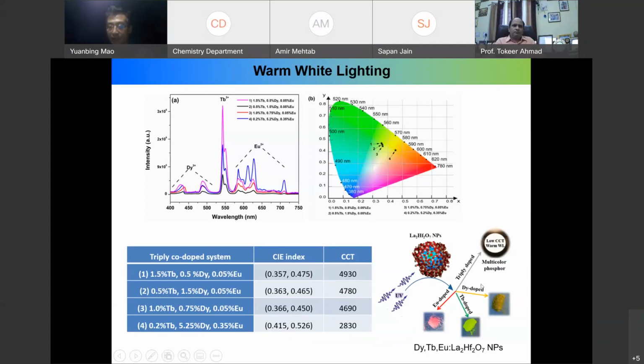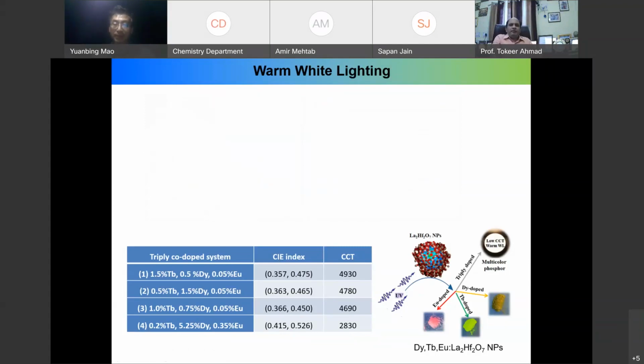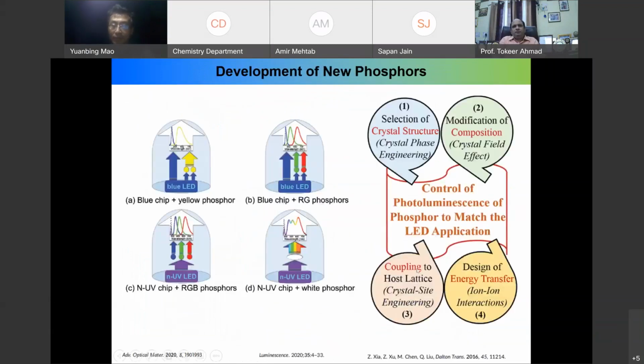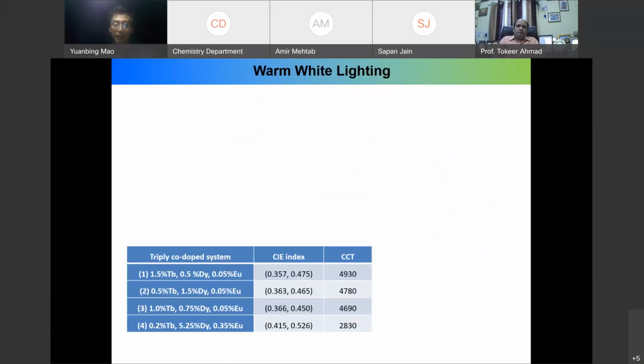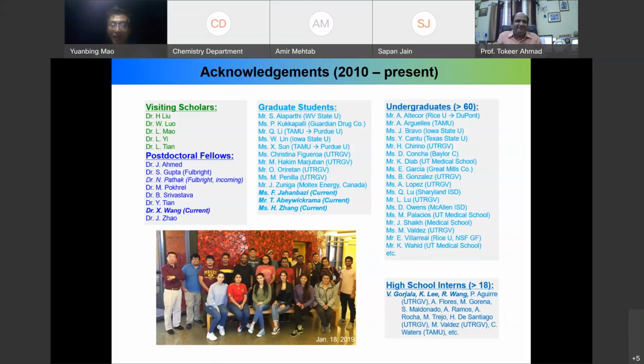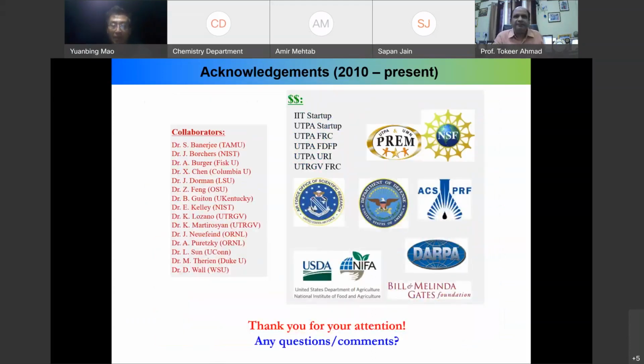So this is one host material with three dopants. With this design, it should have better stability, something similar to this one. That's what we are trying to talk about. With that, it's almost time as well. I want to end here by acknowledging my research group, the funding, and the collaborators. If you have any questions and comments, please go ahead.